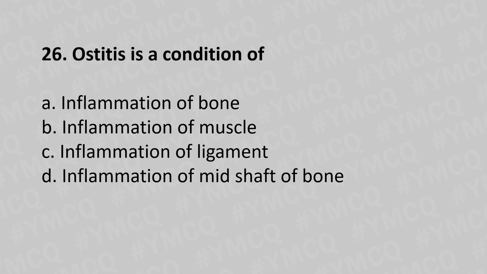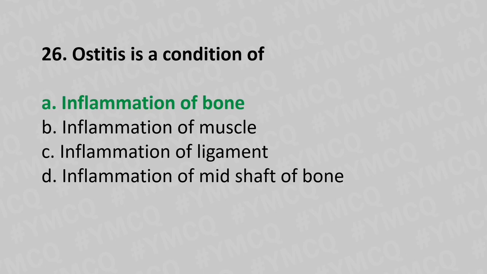Okay. Osteitis is a condition of option A, inflammation of the bone. Option B, inflammation of the muscle. Option C, inflammation of the ligament. Option D, inflammation of the mid shaft of the bone. And the answer is option A, inflammation of the bone. Moving to our 27th question.